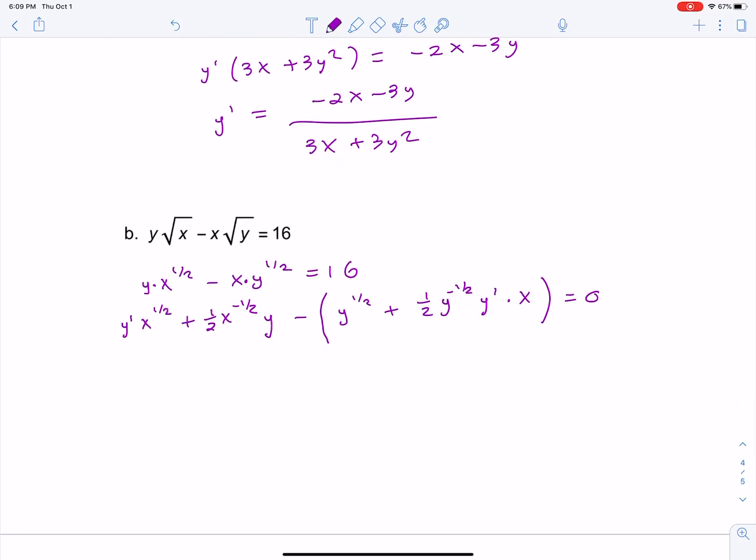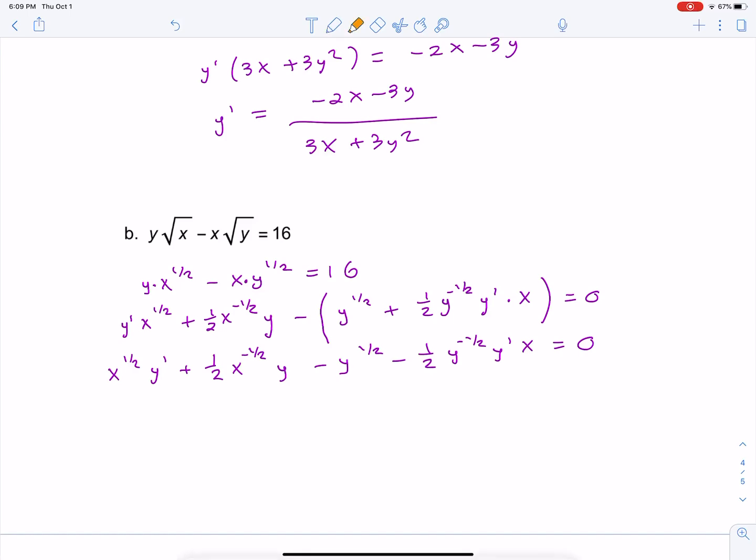Let's do some distributives. So I'm gonna rewrite just a little bit as I go. I'm gonna write this as x to the 1/2 y prime plus 1/2 x to the negative 1/2 y minus y to the 1/2 minus 1/2 y to the negative 1/2 y prime x equals 0.